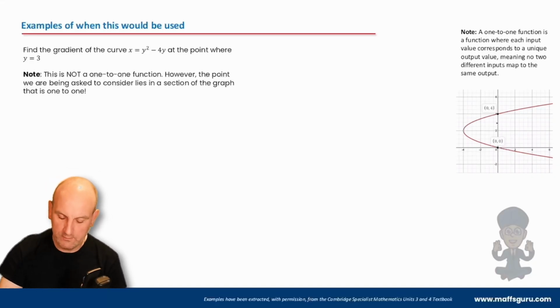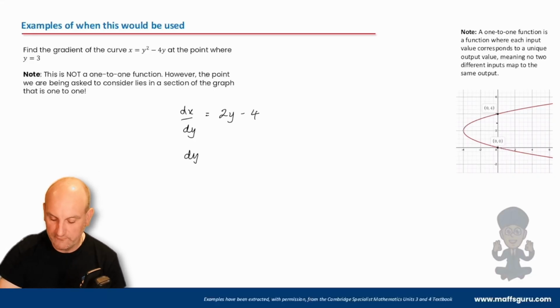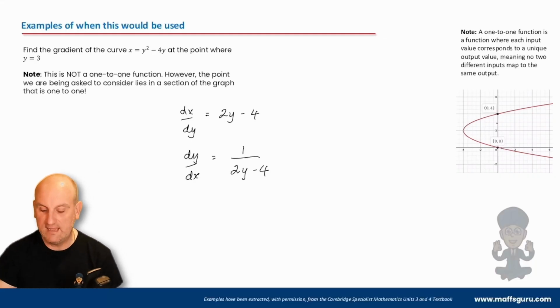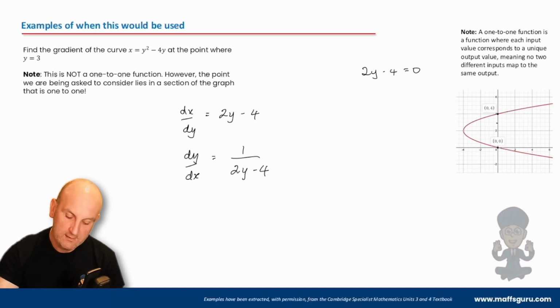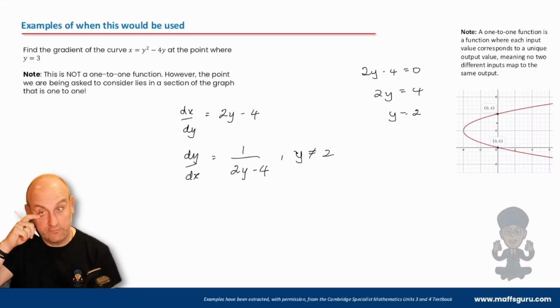So if I now say my dx by dy is equal to what? 2y minus 4. Therefore dy by dx is going to be equal to 1 on 2y minus 4. Now again, are there any restrictions here that suggest that can't be true? Well, in which case we can't have that value as 0. So 2y minus 4 equals 0, 2y equals 4, y is equal to 2. Is that what I'm looking for? Yep. So y cannot equal 2 in that particular equation.